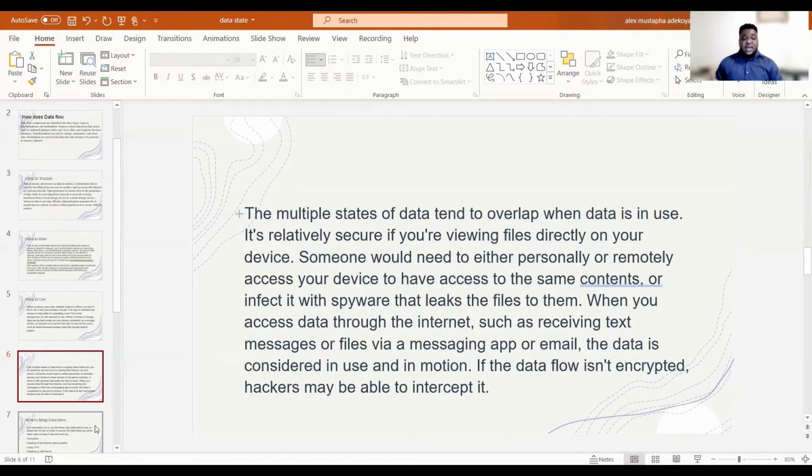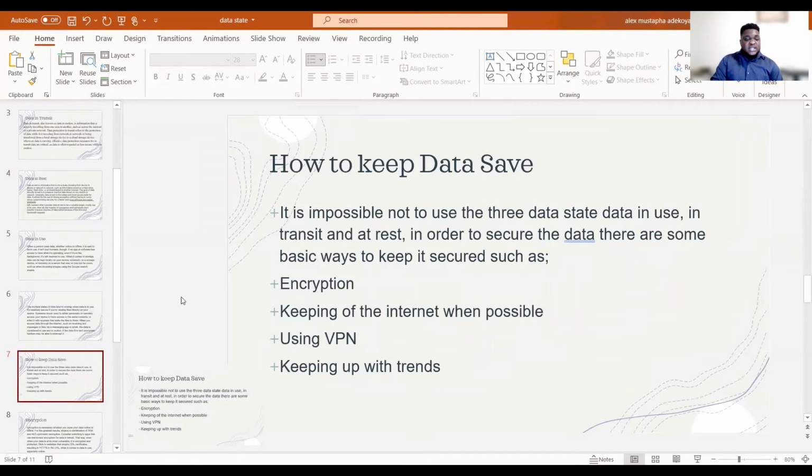A big example is WhatsApp. WhatsApp is a big example of data in use. Sending messages back and forth is an example of data in use. And if it's not well encrypted, then it can give an outsider access to the information. So that is a very big example of data in use.